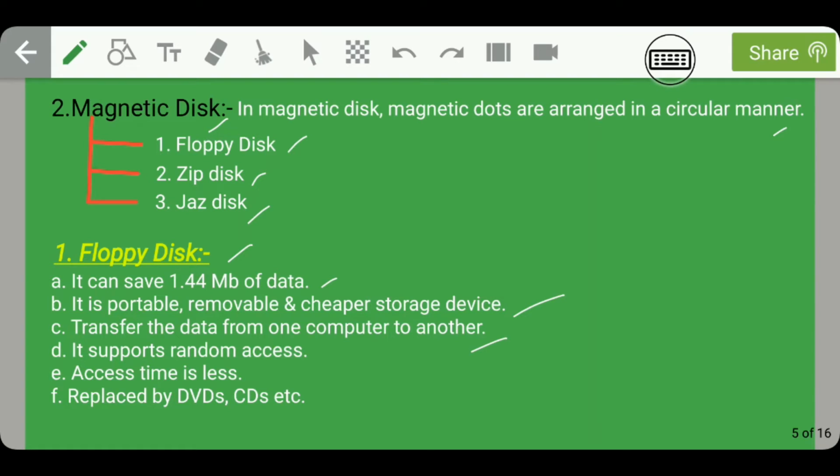Guys, it supports random access. That is, if I want to access file F3, I can access it directly without going through file F1 and F2. And since it supports random access, the access time is less. Guys, nowadays this floppy disk has been replaced by DVDs and CDs.